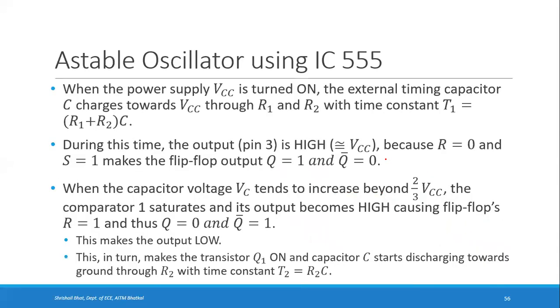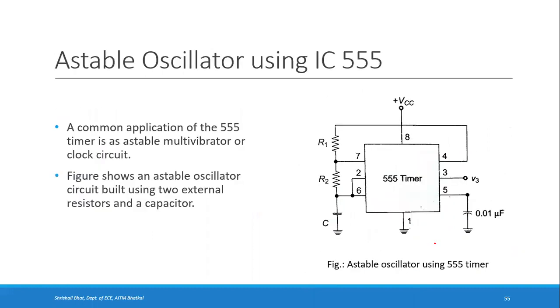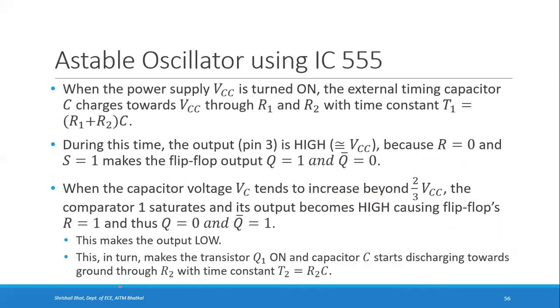When its output becomes high, the output of comparator 1 is connected to R, right? If this becomes 1, then what happens? That Q becomes 0. If Q becomes 0, Q bar will become 1. If Q bar becomes 1, here it will get inverted, so output will become 0. So this makes the output low.